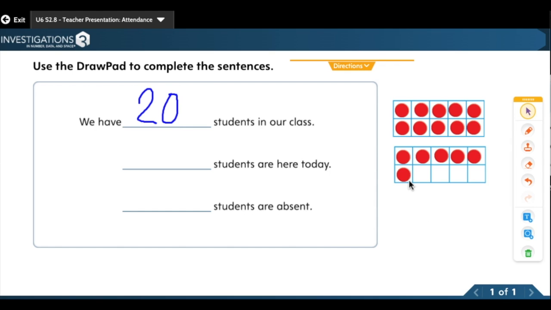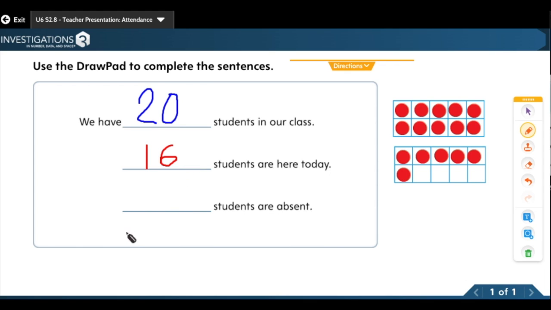How am I going to write a number 16? How many students are here today? We saw 16 students are here today. 16 is written with 2 digits. 16 is a 1 and a 6. 20 students are in our class. 16 students are here today. How many students are absent?